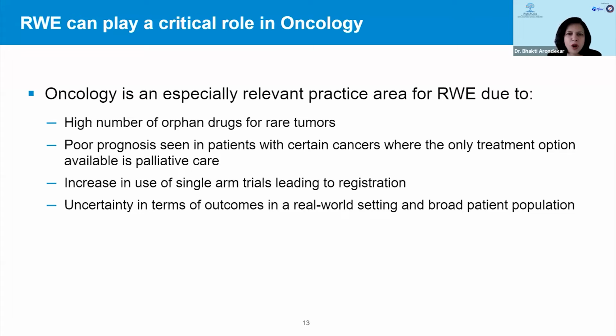And then finally, we've talked about outcomes. So these outcomes can look very different. And because they are done in a small subset of patients, there's some uncertainty whether the product will work in the same way outside of a clinical trial in a real world setting. So real world evidence can allow you to look at this in a broad patient population.